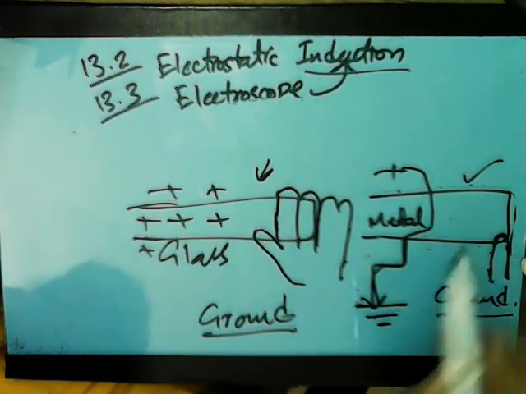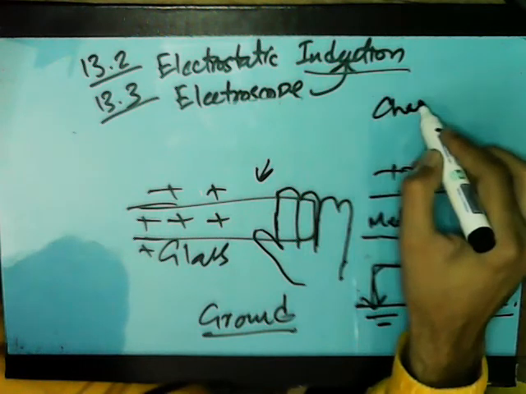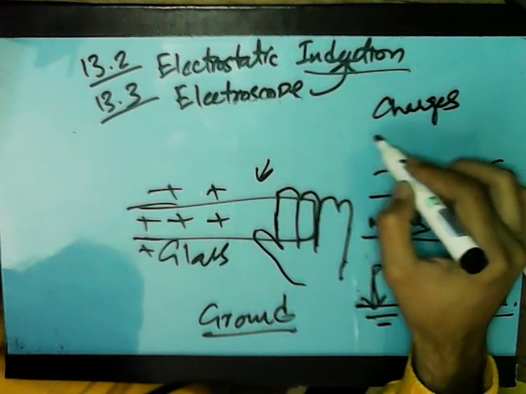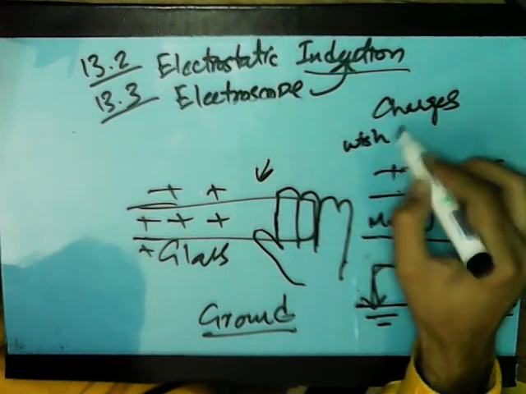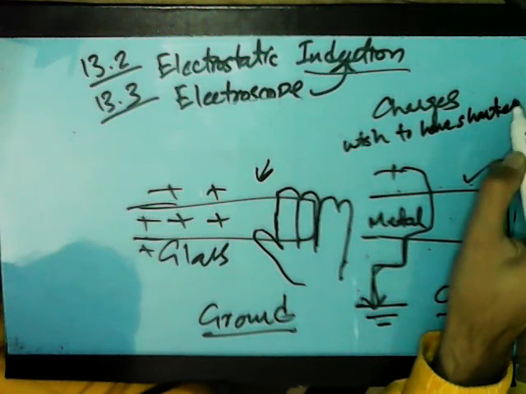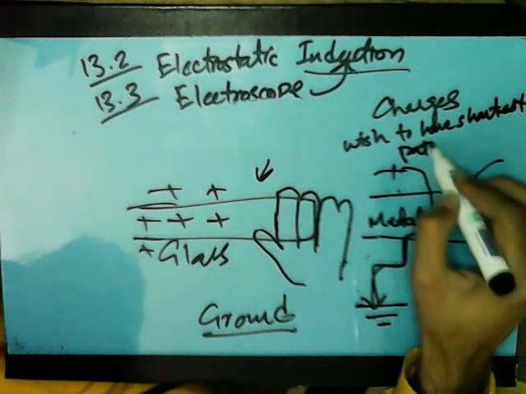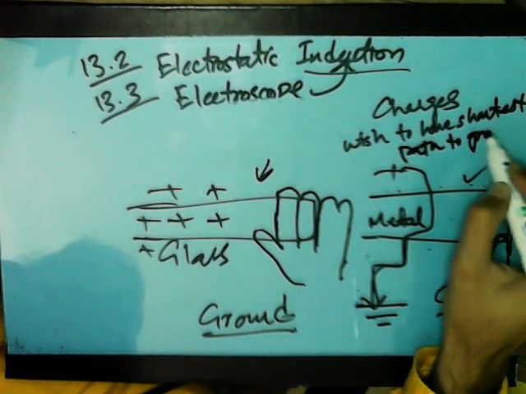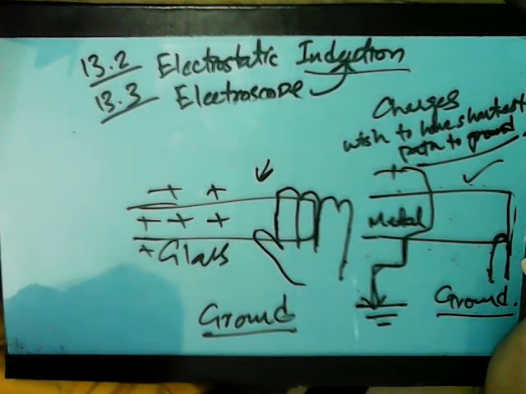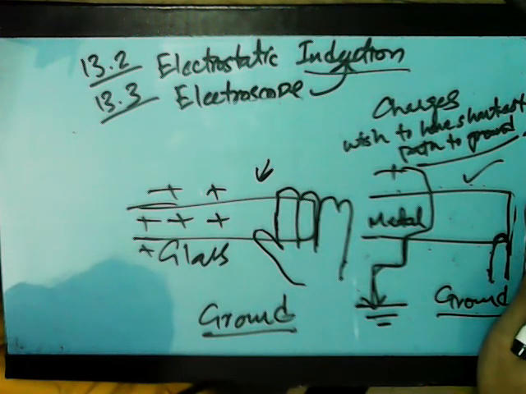Why? Because remember this, charges when they're going to ground wish to have the shortest path to ground. Now this is a reality of physics, right? This is a fact which cannot be avoided. The charges will always try to find the shortest path.